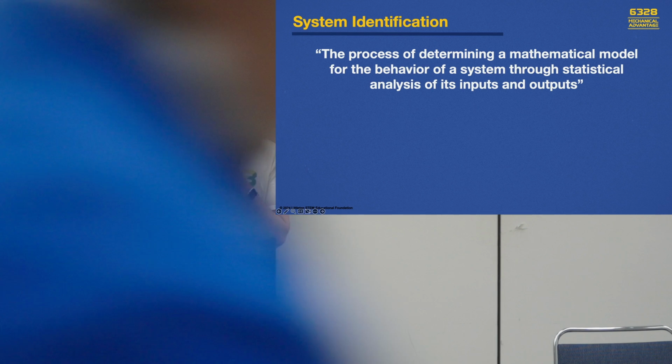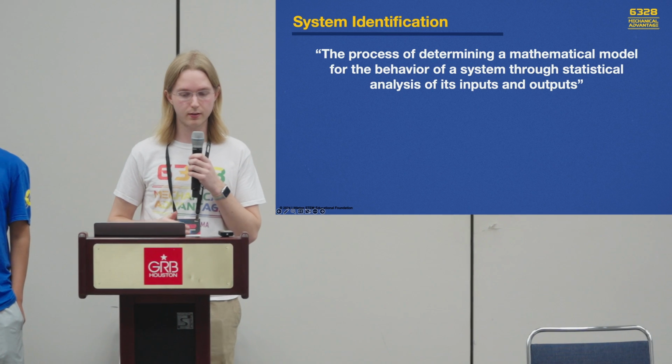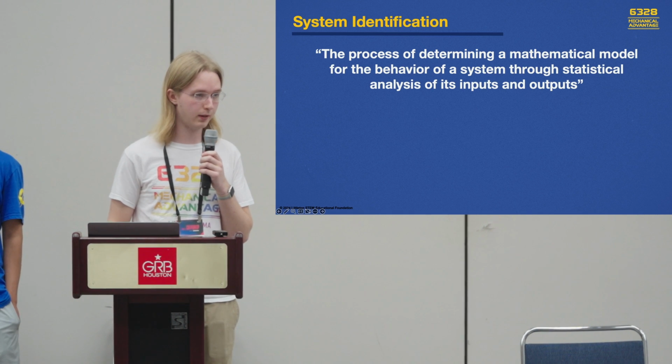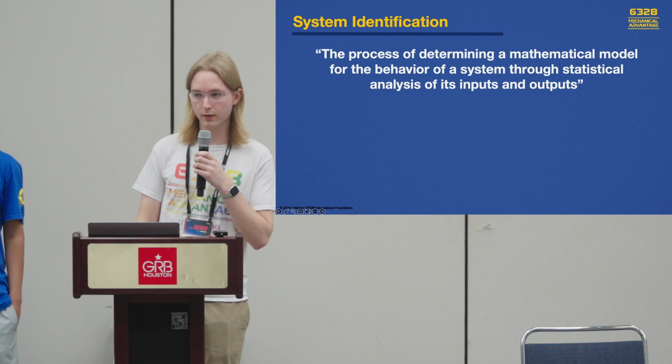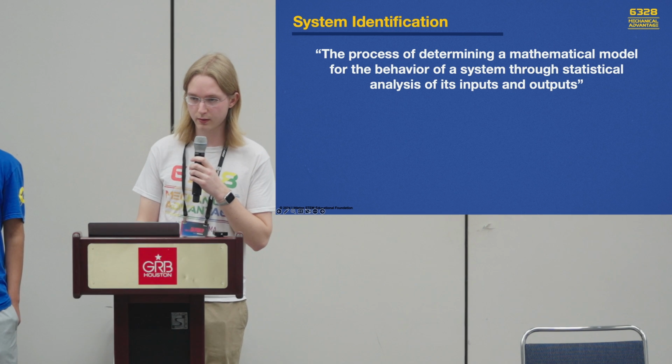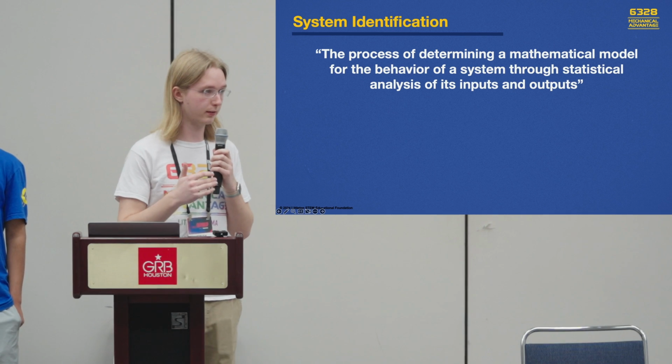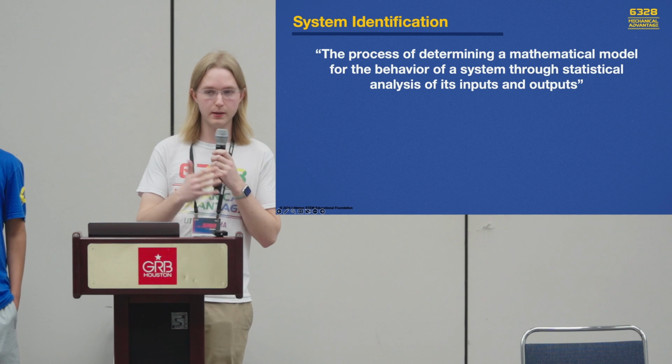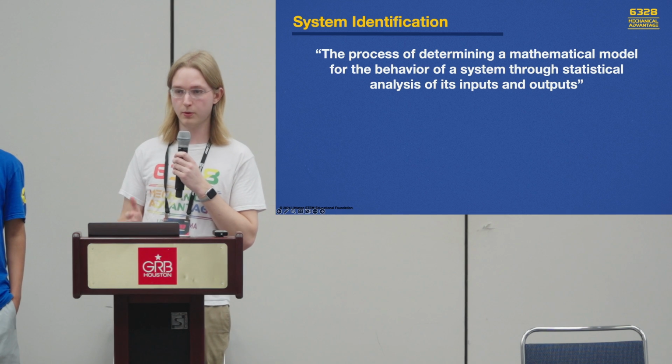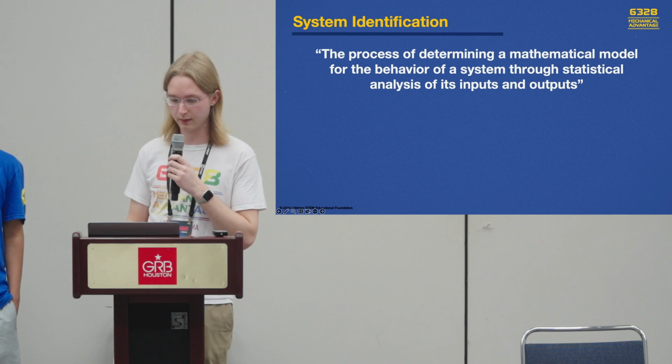In general, system identification is the process of determining a mathematical model for the behavior of a system through statistical analysis of its inputs and outputs. Typically, inputs would be things like voltage, and outputs might be position and velocity. So we're trying to relate those two mathematically.